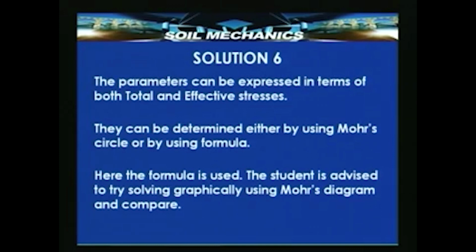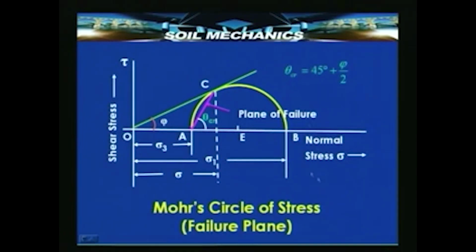To determine the shear strength parameters, we can use either these total stresses or subtract the pore pressure which has been measured and get the effective stresses. And we can do this by plotting the Mohr circle or by using the formula for the shear strength. Here, the example makes use of the formula, but a Mohr diagram can be easily plotted, and the student is advised to try that out himself and compare the results with the formula. So, this is what the typical Mohr circle looks like in a triaxial test.